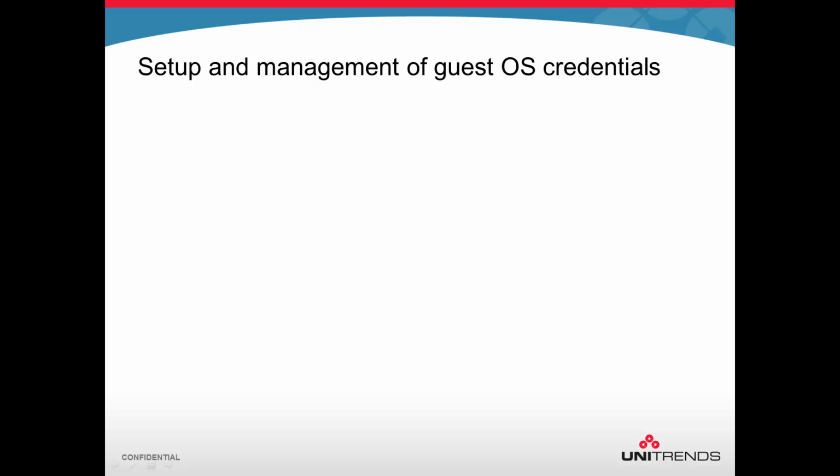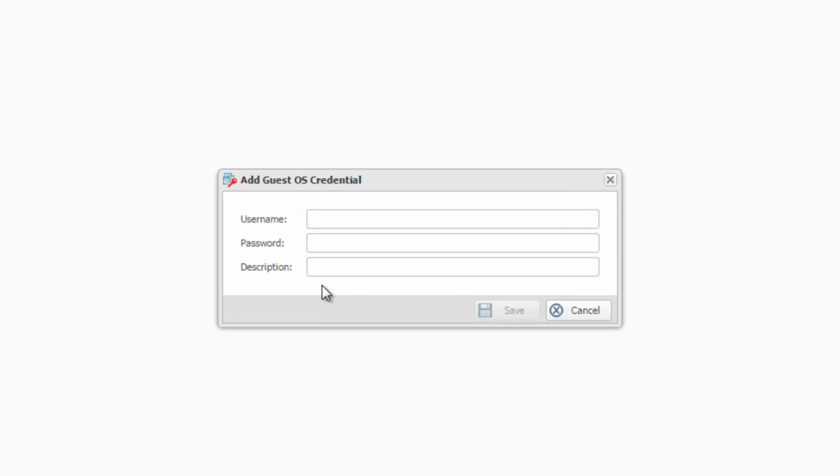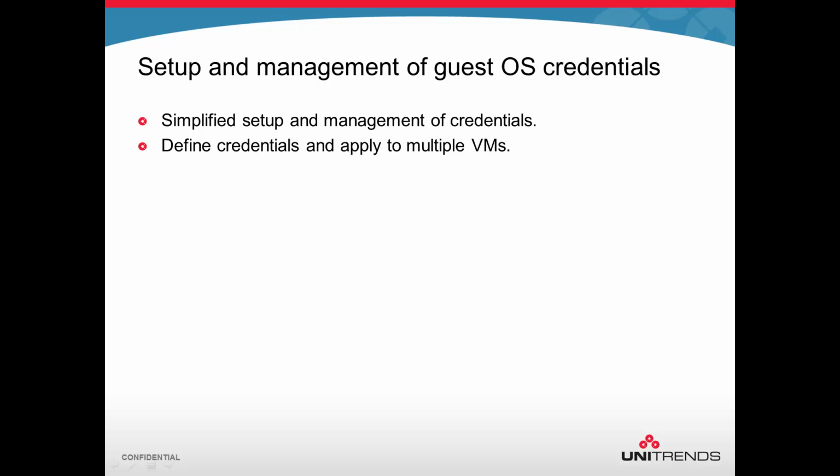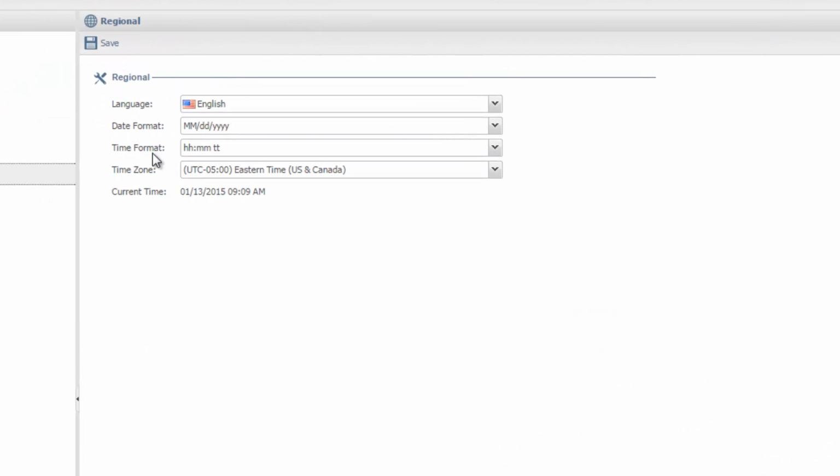The user interface simplifies setup of guest operating system credentials and provides a central location for management of these credentials. You can now define guest OS credentials and then apply them to multiple virtual machines. Regional settings enable you to customize the ReliableDR date format and time zone.